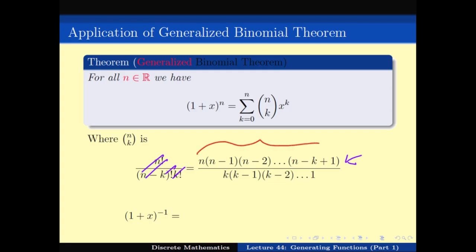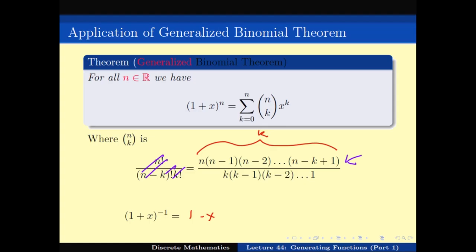How many terms are there in the numerator? There will be k of them. Now if k is 0, then the bottom one is 0 factorial, which is 1, and the top one will be nothing, that is 1. So I get 1 here. What is the coefficient of x? Coefficient of x has k equals 1, right? So the bottom one will be 1 factorial, and the top one will be just one term, minus 1. So the next one will be nothing but minus x.